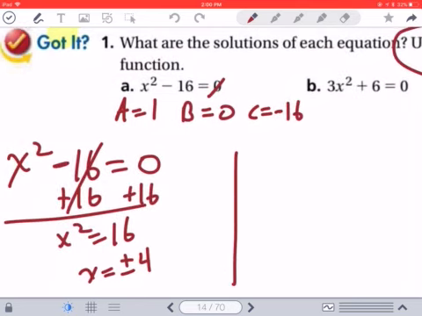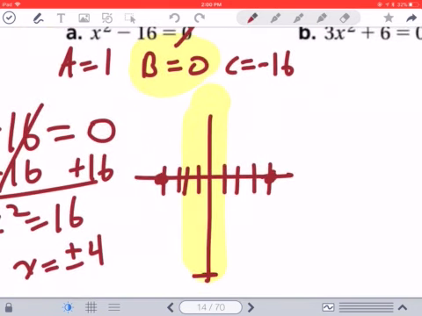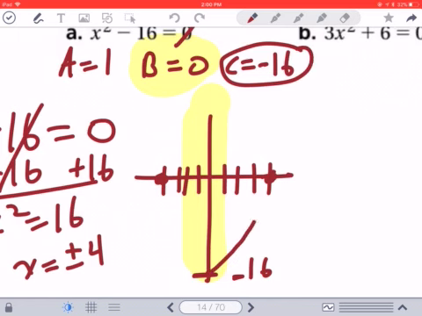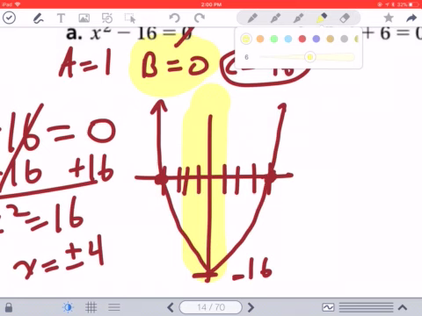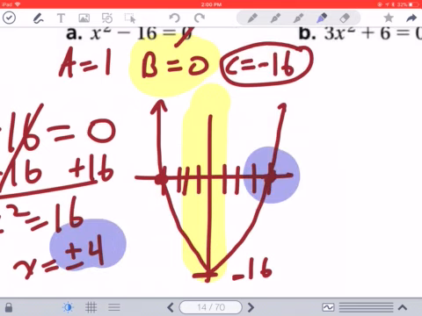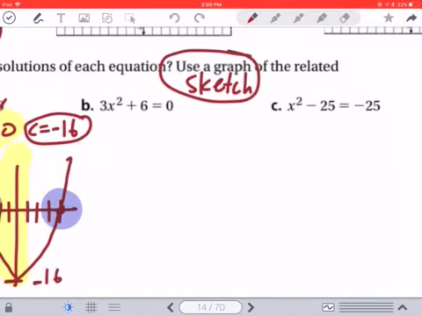So when I sketch a graph here, let's see what this looks like. One solution is going to be at 4 right here. The other solution is going to be at negative 4 right here. The axis of symmetry, since b equals 0, is just going to be the y-axis. And then it's going to go down here to negative 16 because my c value is always my y-intercept. So it's going to look something like this. It doesn't have to be to scale. We're just sketching a graph. So the solutions are positive 4 and negative 4. Hey, pause the video. Try B and C.